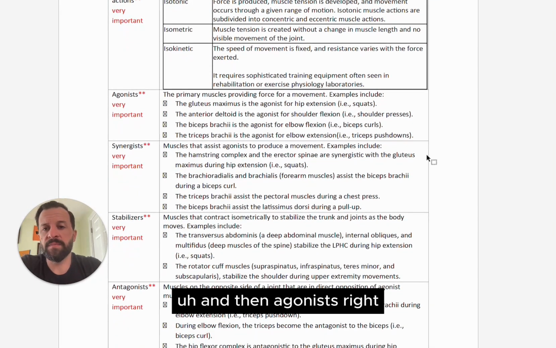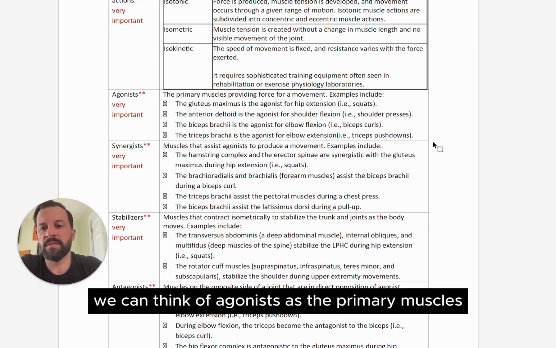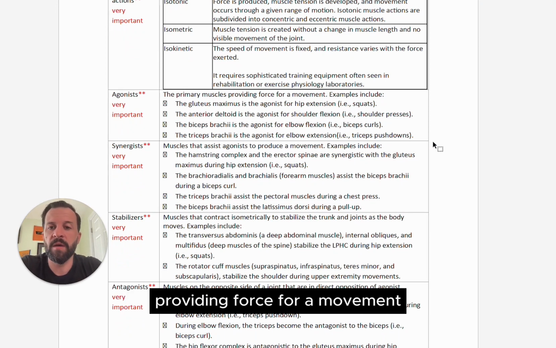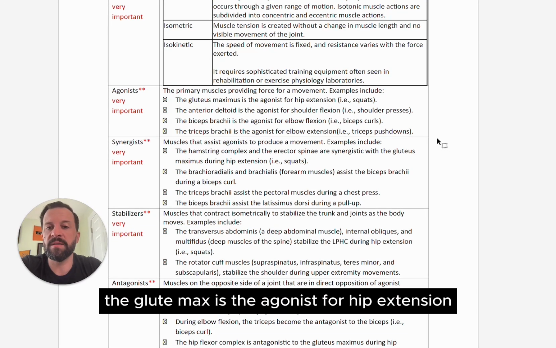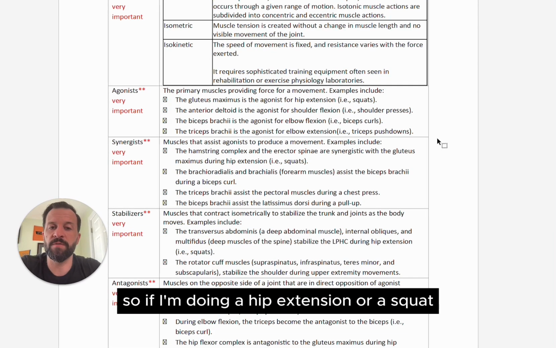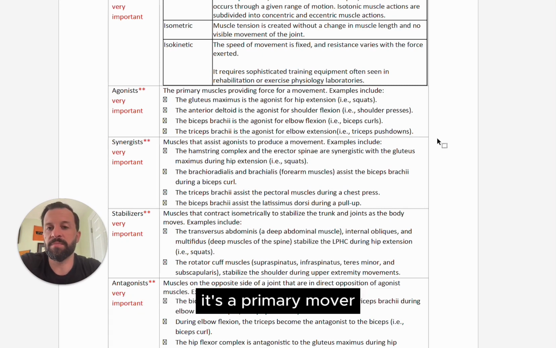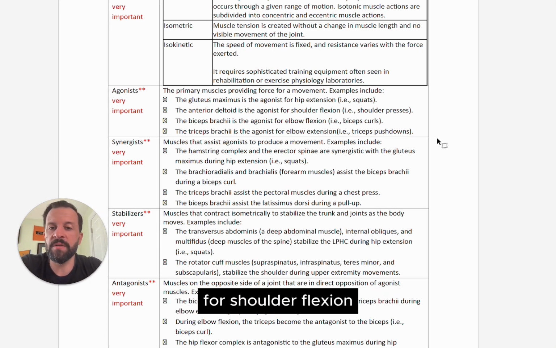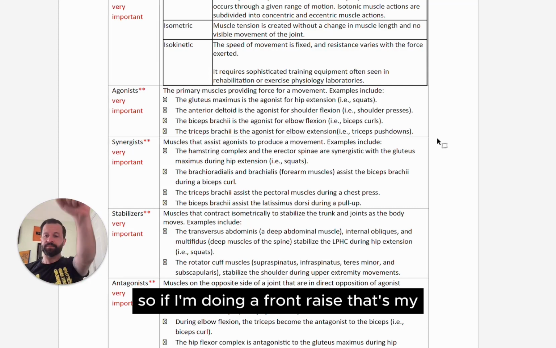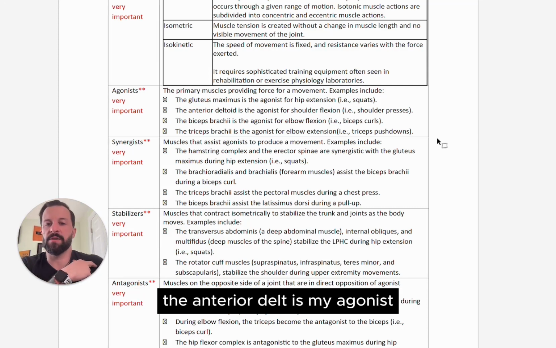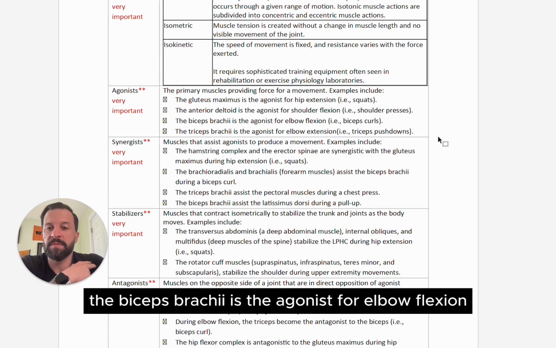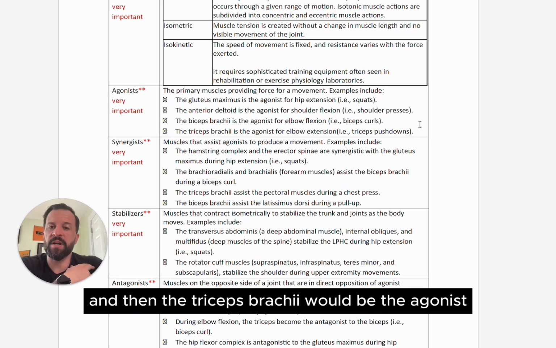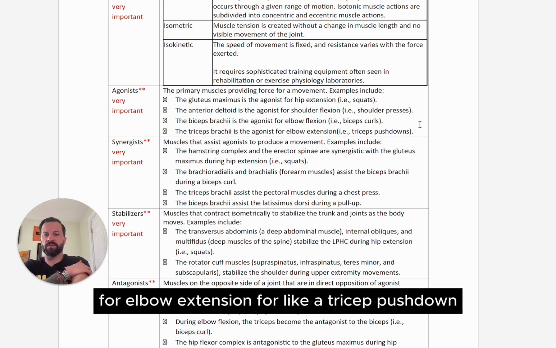And then agonists, right? We can think of agonists as the primary muscles providing force for a movement. Examples would be the glute max is the agonist for hip extension. So if I'm doing a hip extension or a squat, the glute max is the agonist. It's the primary mover. The anterior deltoid is an agonist for shoulder flexion. So if I'm doing a front raise, the anterior delt is my agonist. The biceps brachii is the agonist for elbow flexion for biceps curls. And then the triceps brachii would be the agonist for elbow extension for like a tricep pushdown.